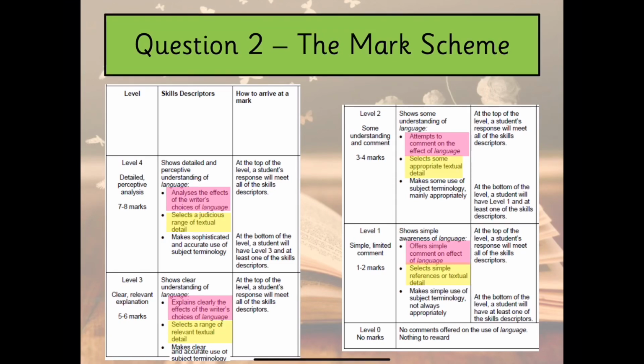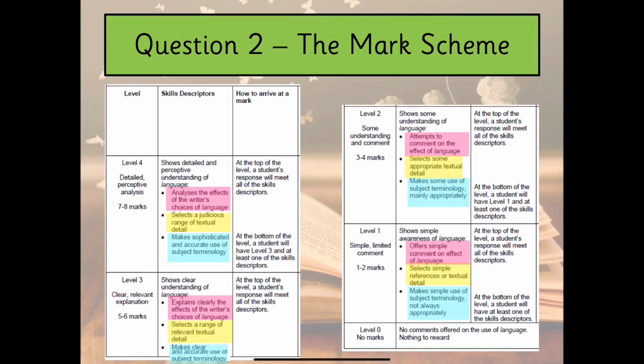Any evidence, any quotation is yellow. That's quite simple and quite straightforward. A big part of AO2 is linking the effects to textual detail, or otherwise known as quotes or references. And then the final point is subject terminology, and I've highlighted that in blue.